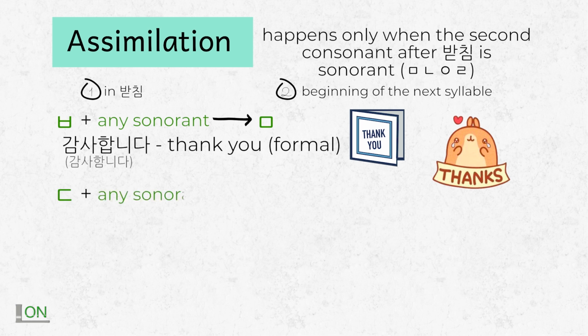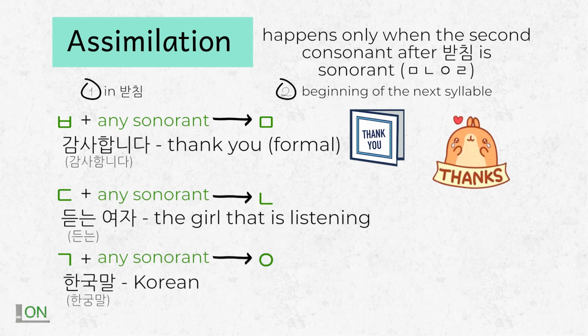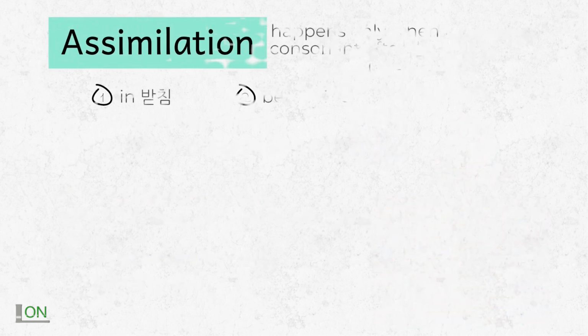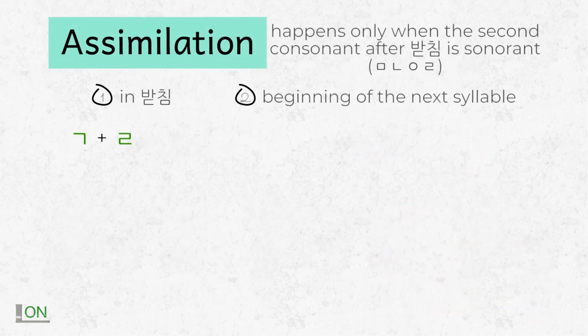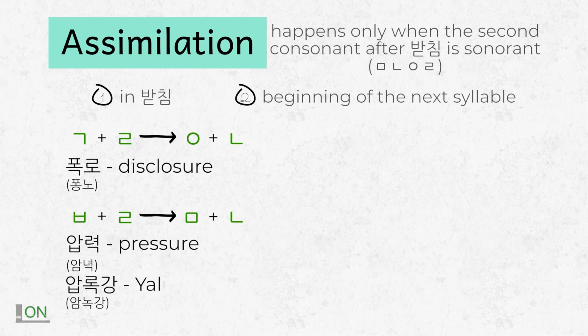ㄷ plus any sonorant will be n. For example, the phrase the girl that is listening will be 듣는 여자. ㄱ plus any sonorant will be ng. The word for Korean will be 한국말. ㄱ plus ㄹ are gonna be ng plus n. For example, 폭로, disclosure. ㅂ plus ㄹ are gonna be m plus n. 압력, pressure. 압록강, Yalu River.